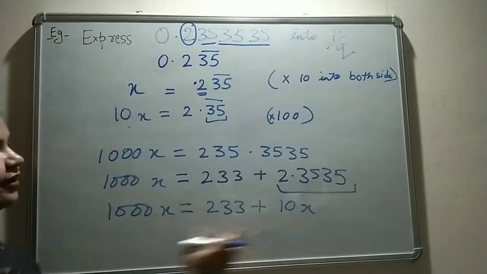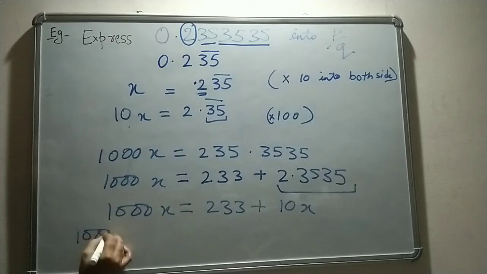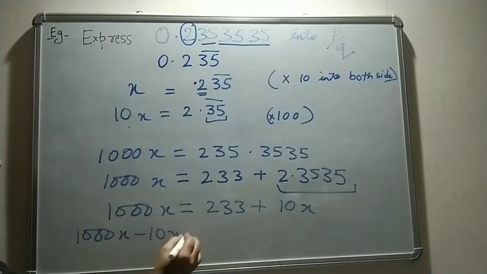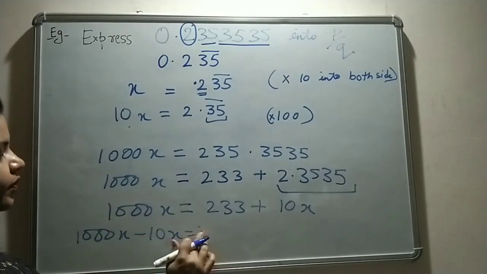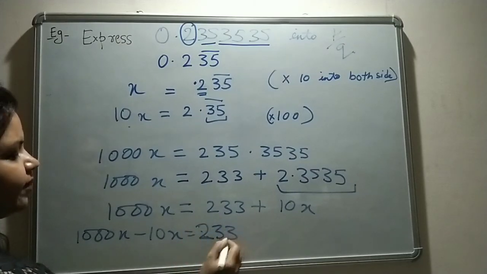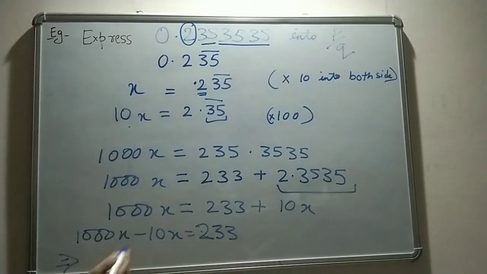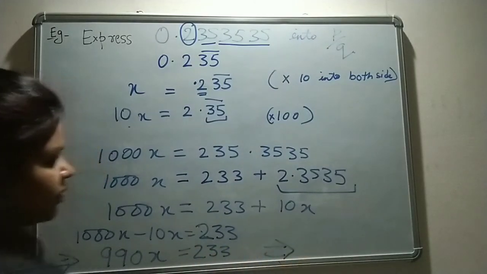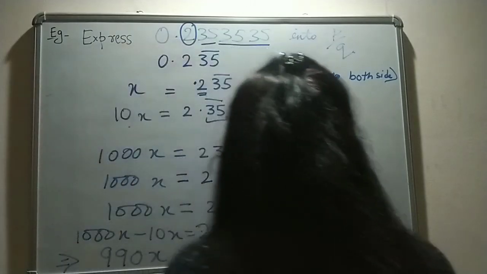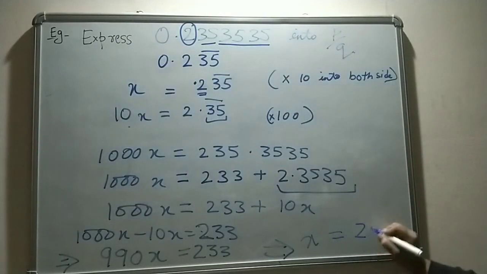Now put like terms together. 1000x minus 10x equals 233. So 990x equals 233. Now we get x equals 233 divided by 990. This is our answer.